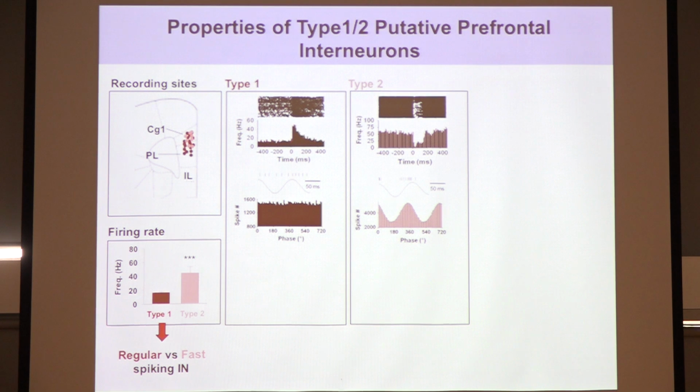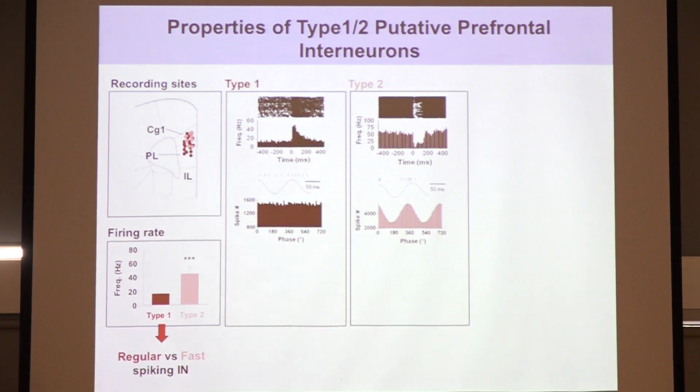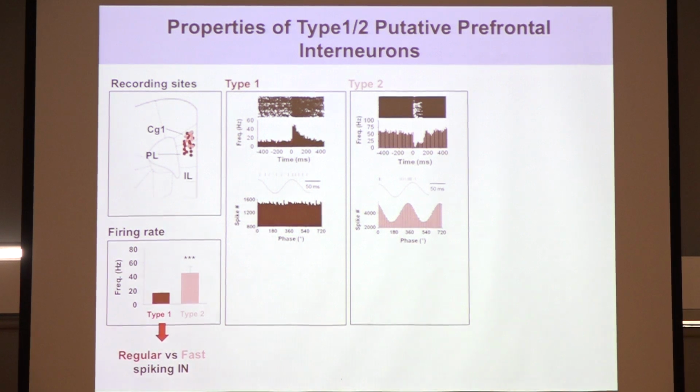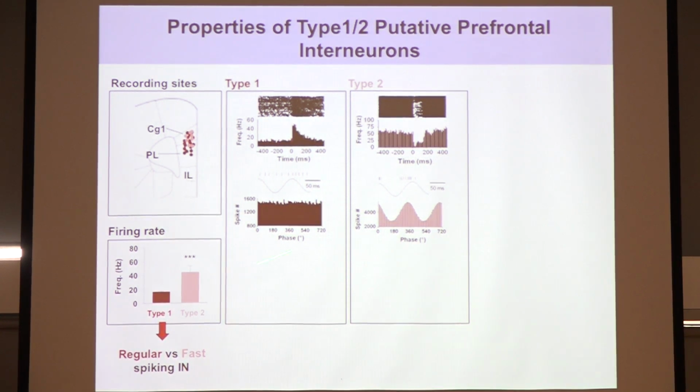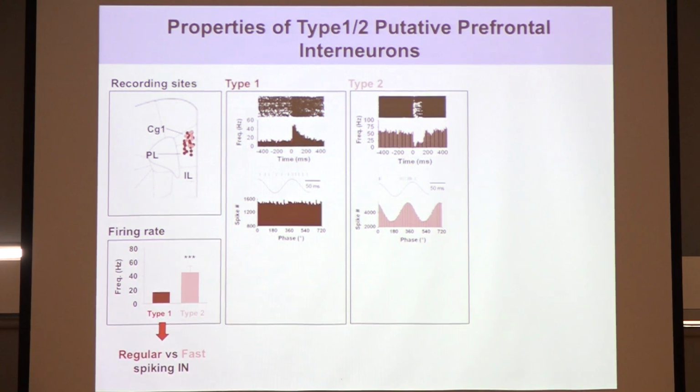We looked at whether or not they were phase locked to some oscillation, because this phase locking is characteristic of some interneurons. So for type 1, this is a theta oscillation, and on top of it you have the firing activity of the neuron. What we observe for type 1 interneurons is that they were not phase locked to the theta oscillation. In contrast, we observe that the type 2 interneurons were phase locked to the peak of the oscillation. So this is a difference between type 1 and type 2. Type 2 interneurons are phase locked to theta oscillation.